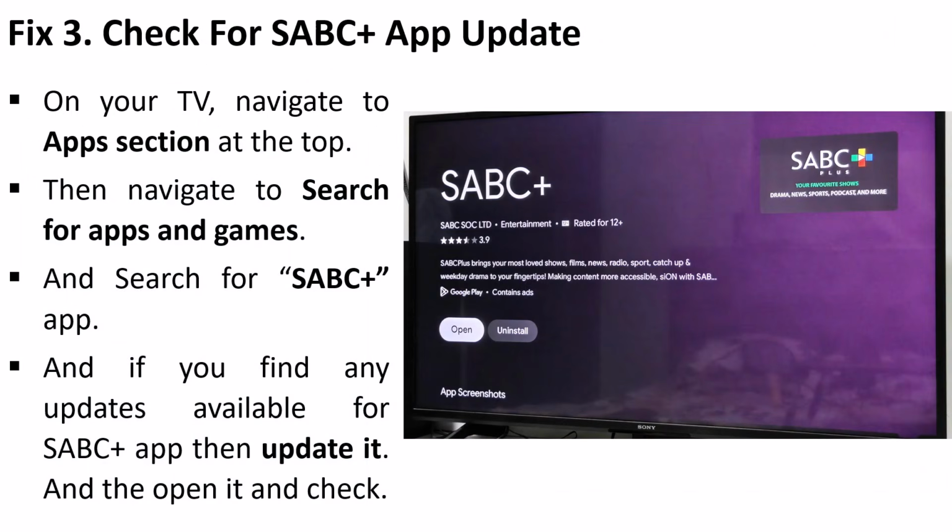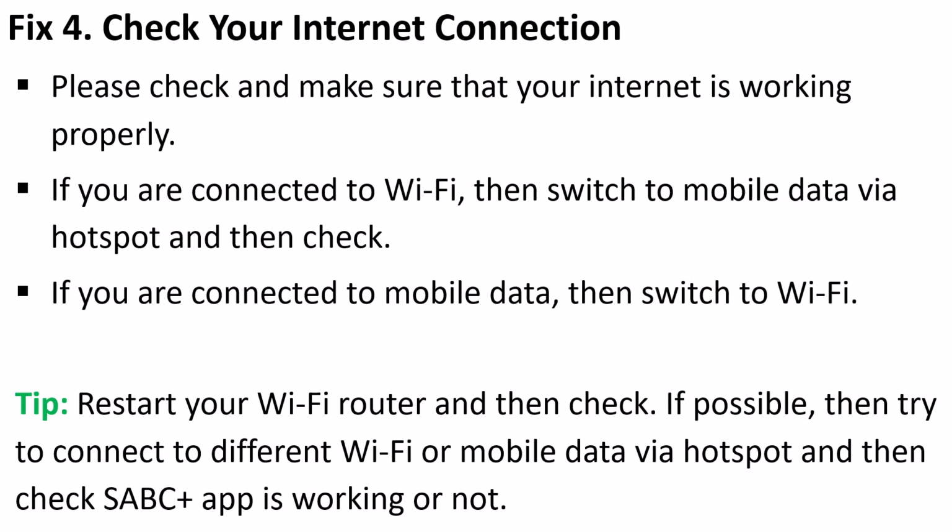Fix 3 is to check for SABC Plus app update. So on your TV, navigate to app sections at the top, then navigate to search for apps and games and search for SABC Plus app. And if you find any updates available for SABC Plus app, then update it and then open it and check.